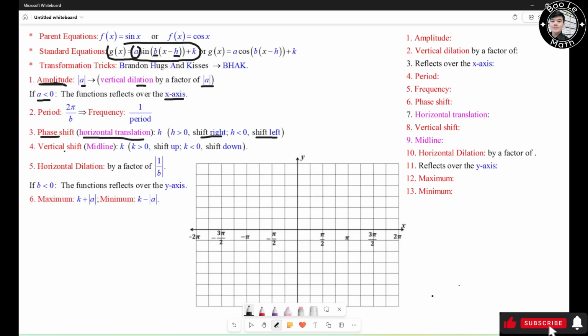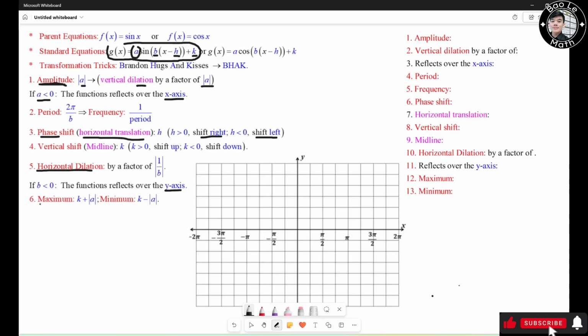Now, next one, vertical shift, which means the value of k right here. Another name of the vertical shift is the midline. Alright, if k is greater than 0, the function shifts up. If k is less than 0, the function shifts down. Now, we're going to talk about the value of b right here. That is the horizontal dilation, by a factor of 1 over b. Now, anything related to the s value, think opposite, right? So it can be the absolute value of 1 over b. If b is less than 0, the function reflects over the y-axis.